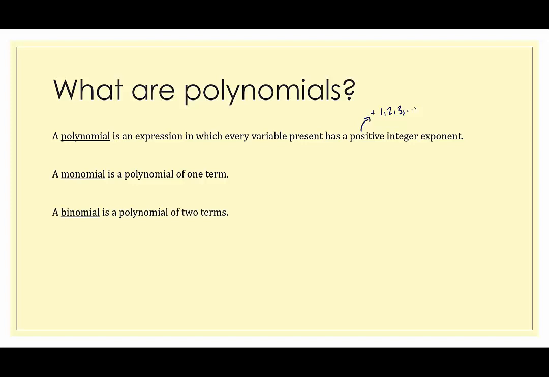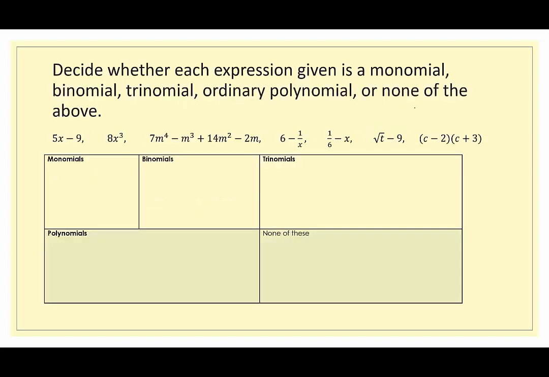A binomial is a polynomial that has two terms. So we see one plus sign or one minus sign between the terms, and then it's a binomial. If a polynomial has three terms, we call it a trinomial. These are the three that we really focus on. Anything beyond that, so if there are 4 terms or 5 terms or 6 terms, we just call it a polynomial, a standard polynomial.